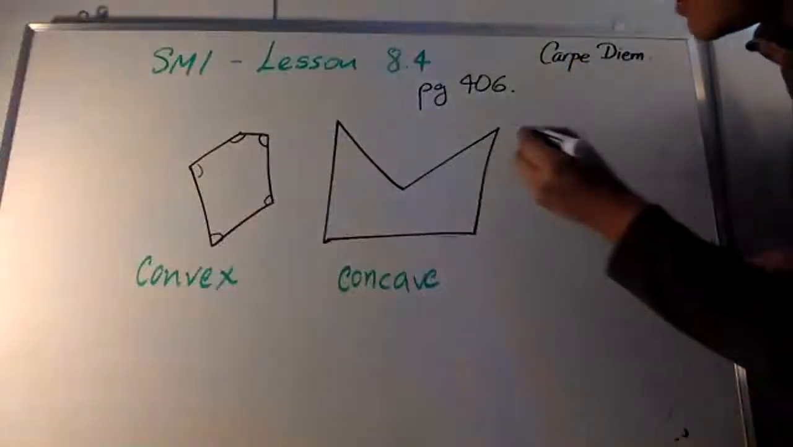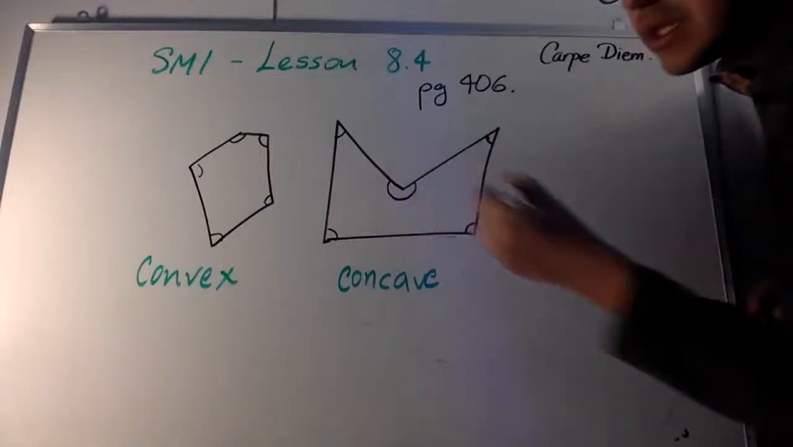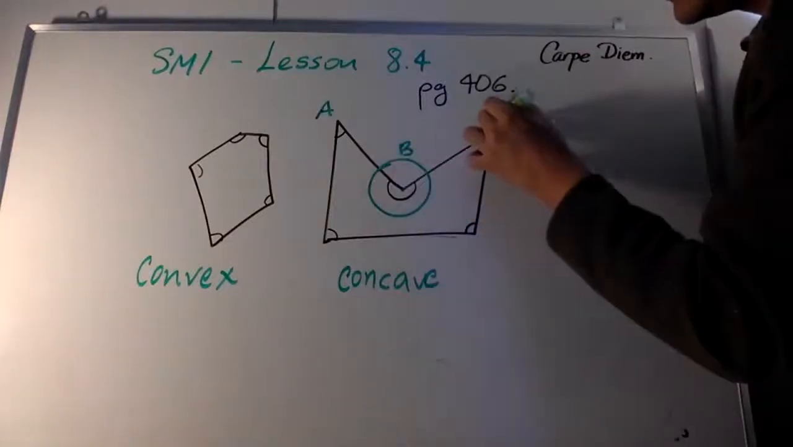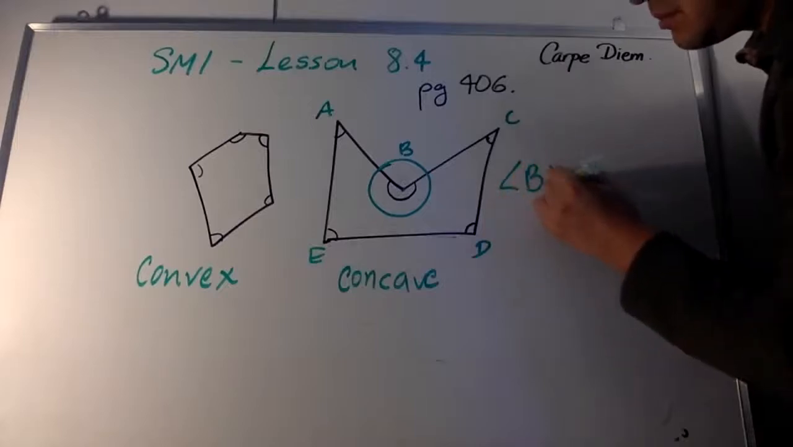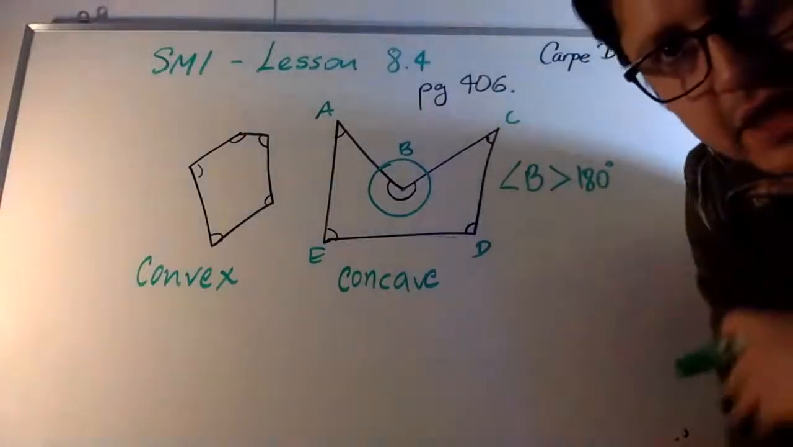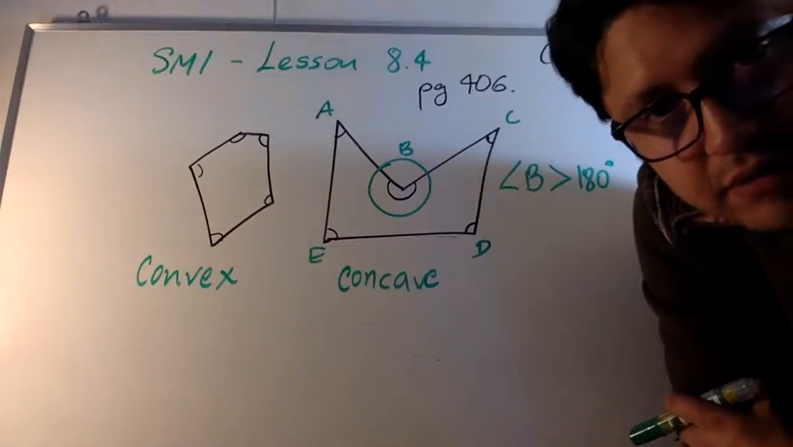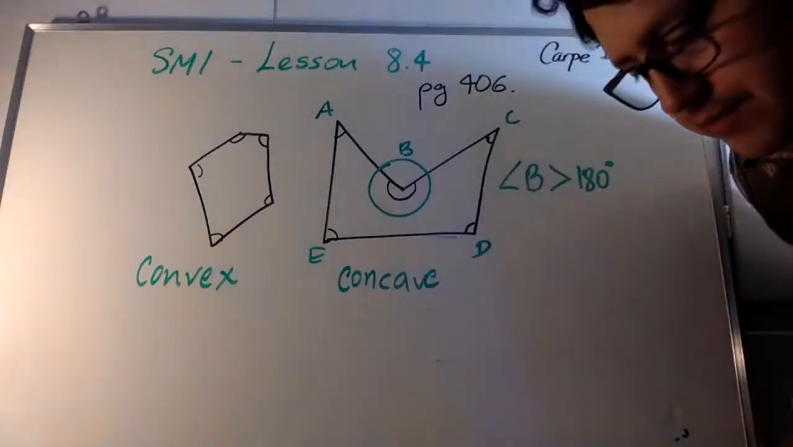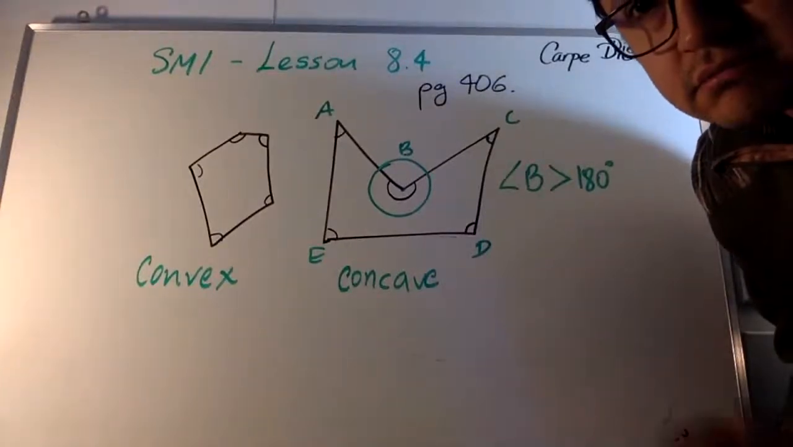But in this case, if I want to measure these interior angles, look at this one. This interior angle right here, this angle B, C, D, and E. Angle B measures more than 180 degrees. That is a characteristic of a concave polygon. Okay, just to clarify. And one more thing, 1, 2, 3, 4, 5, that's another pentagon. That's all. Okay, now let's move on to the main section of today's lesson.